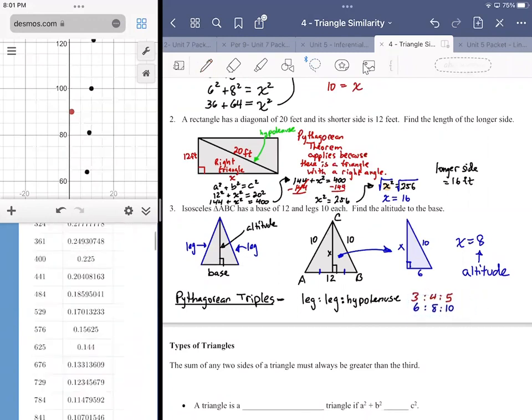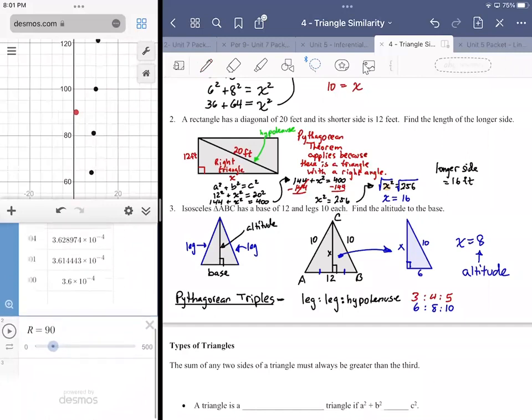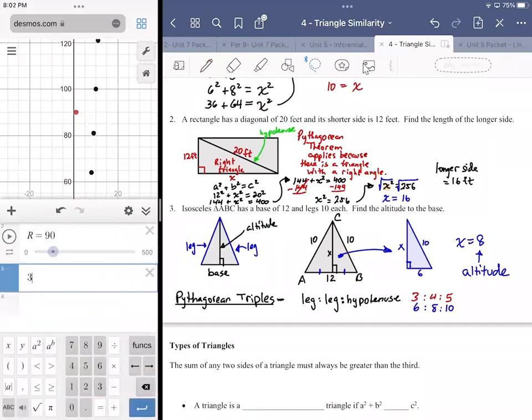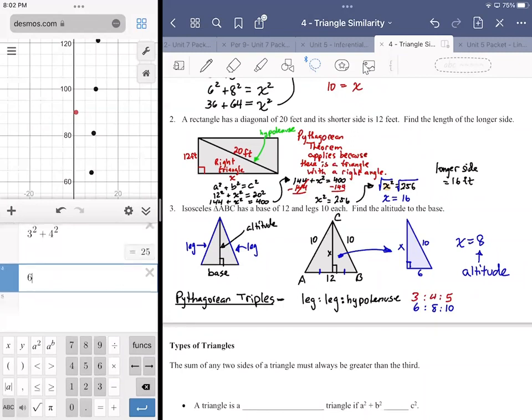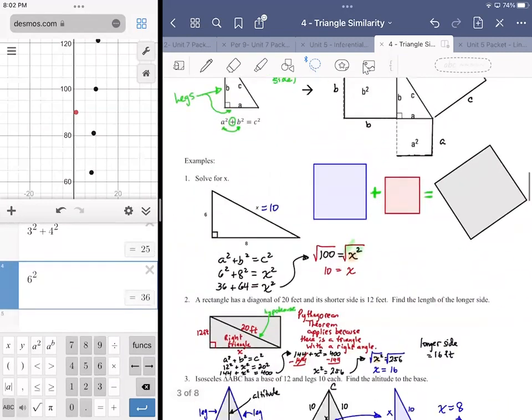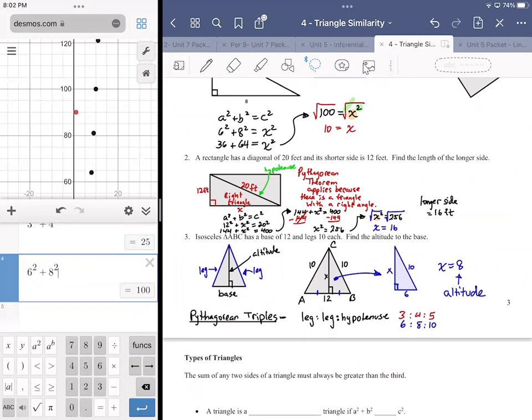Those would also work in the Pythagorean theorem. Meaning if I take 3 and square it, let me just do it this way instead of scrolling down 500 units. If I take 3, square it, add to it 4 squared, I'll get 25. That's what 5 squared is, right? So that checks out. 6 squared, oops, I don't know why that jumped. 8 squared, that gives a 100. That's what 10 squared is, all right? So any multiple of 3, 4, 5 would get the job done, right?